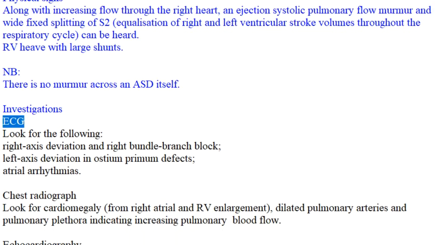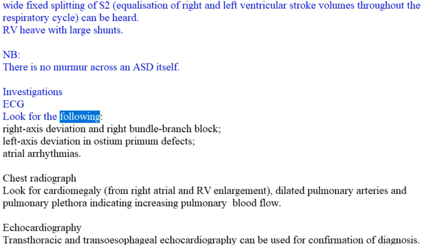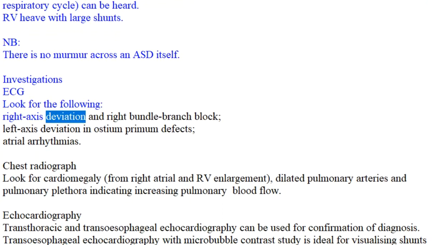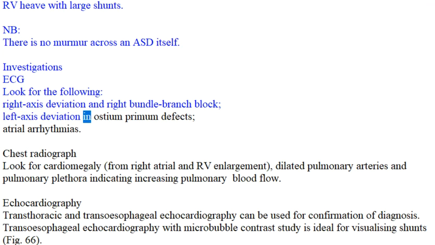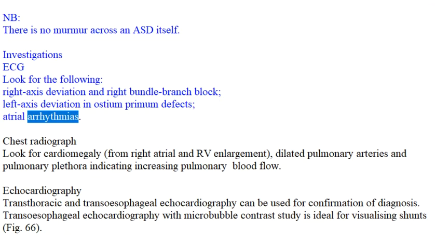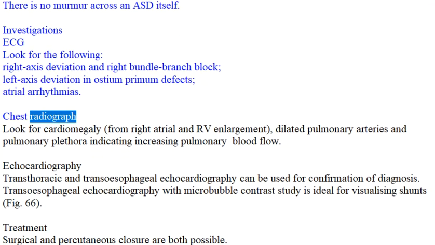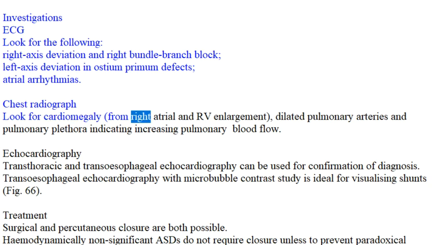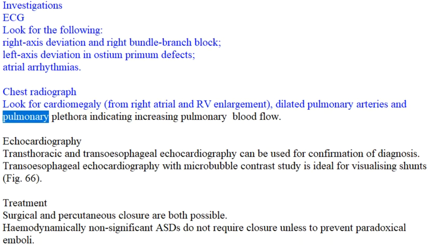Investigations. ECG. Look for the following: right axis deviation and right bundle branch block. Left axis deviation in ostium primum defects. Atrial arrhythmias. Chest radiograph. Look for cardiomegaly, from right atrial and RV enlargement, dilated pulmonary arteries and pulmonary plethora indicating increasing pulmonary blood flow.